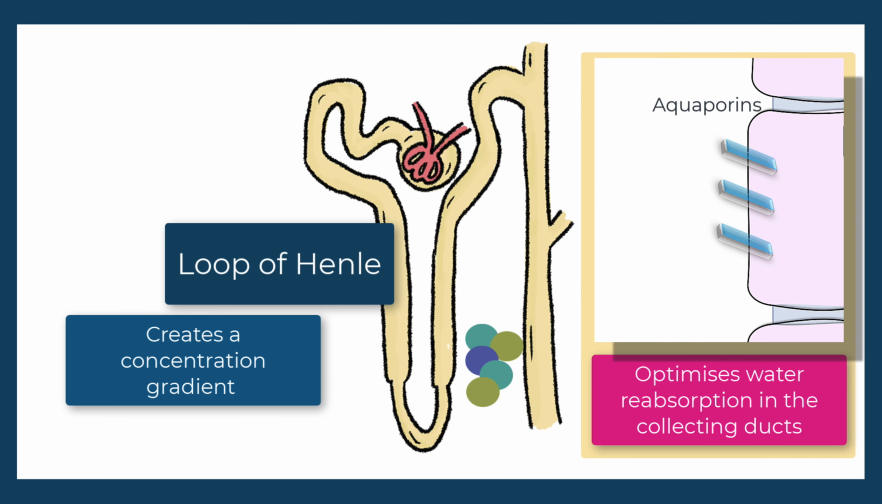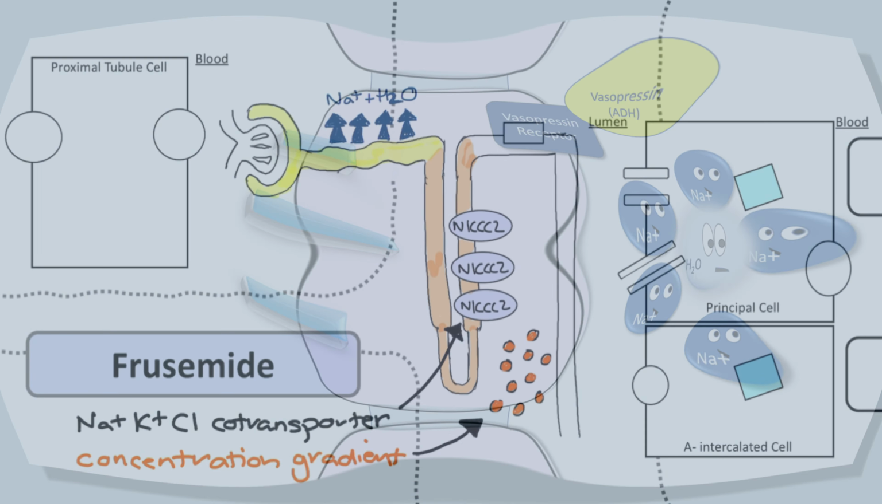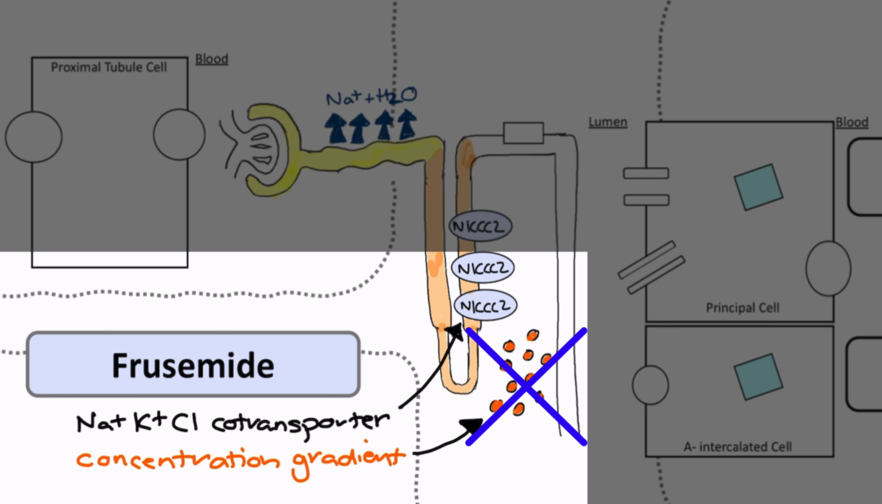The collecting duct will put some aquaporins, and because of this juicy concentration gradient, water is going to move towards it. And in blocking this, we're actually blocking the concentration gradient from being formed. We're going to lose a lot of salt and water by putting someone on Frusemide.